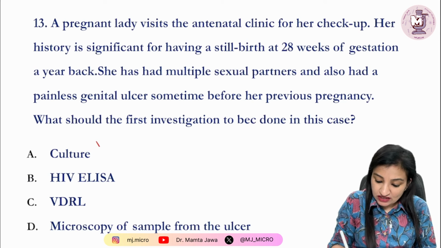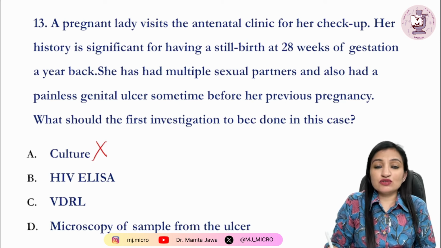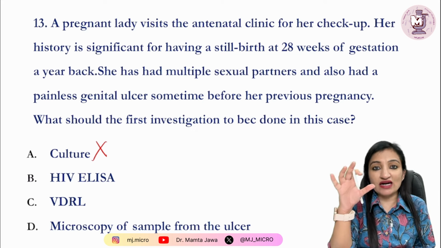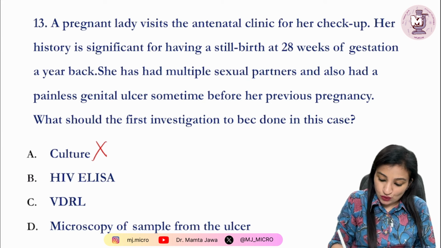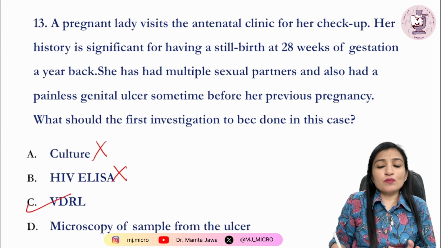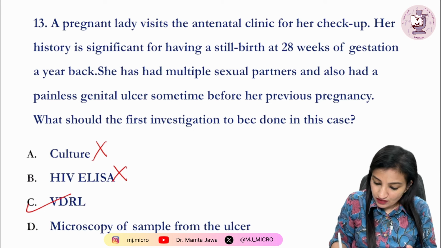Okay. So culture is not an option. Remember, the pathogenic strains of Treponema pallidum cannot be grown on artificial media. Okay. So HIV ELISA also is not to be done here. What will we do here? VDRL. Microscopy of a sample from the ulcer is also not to be done.